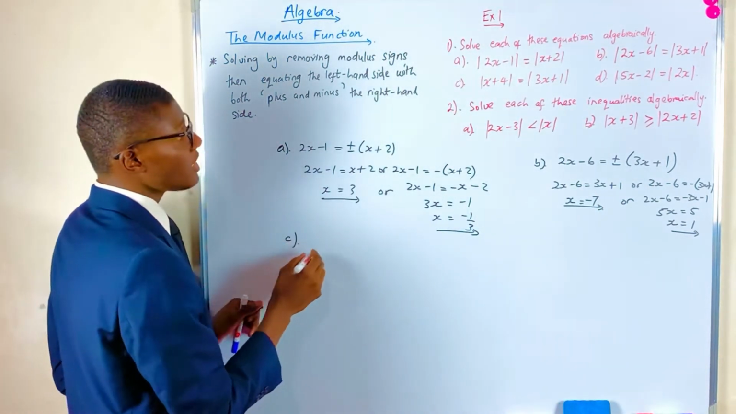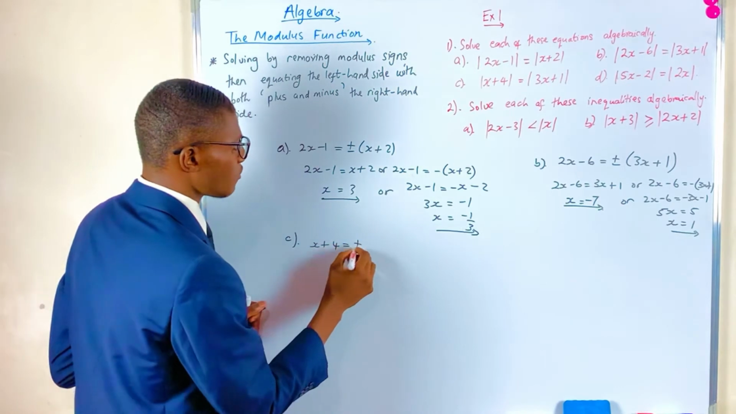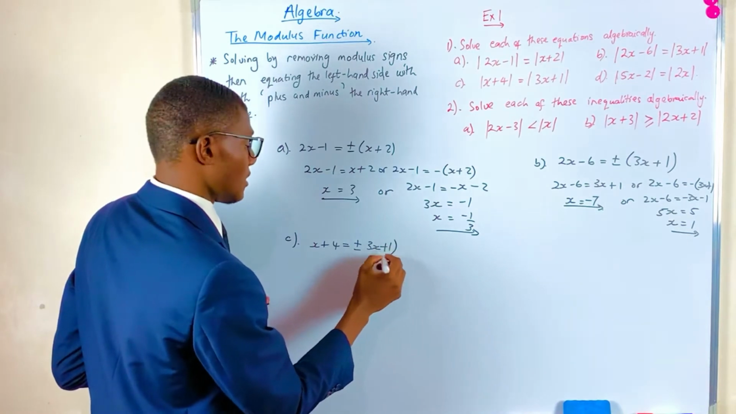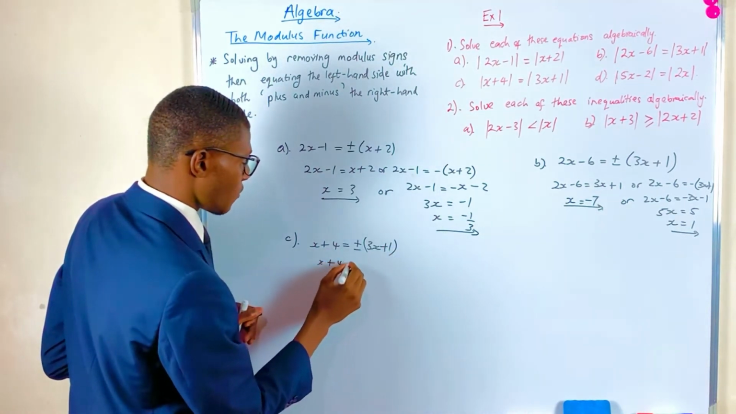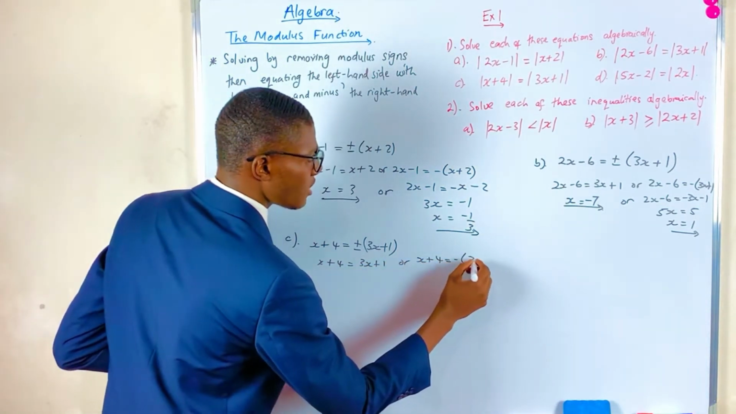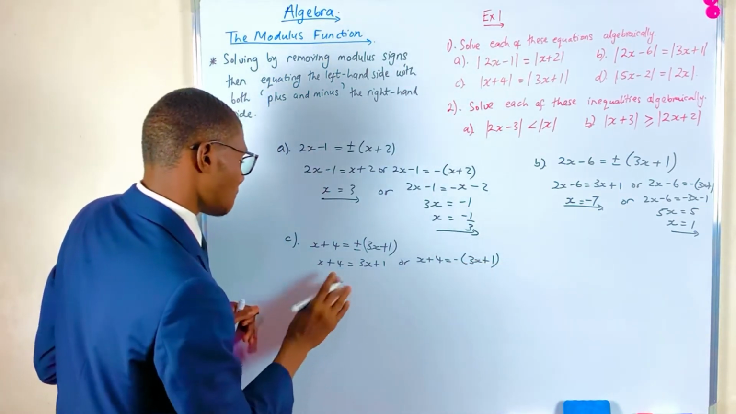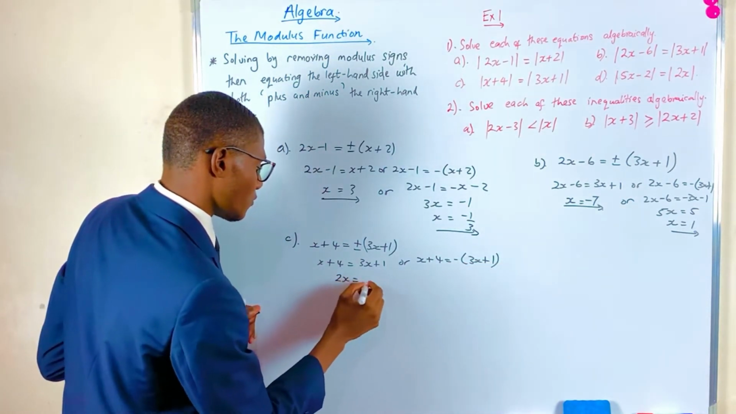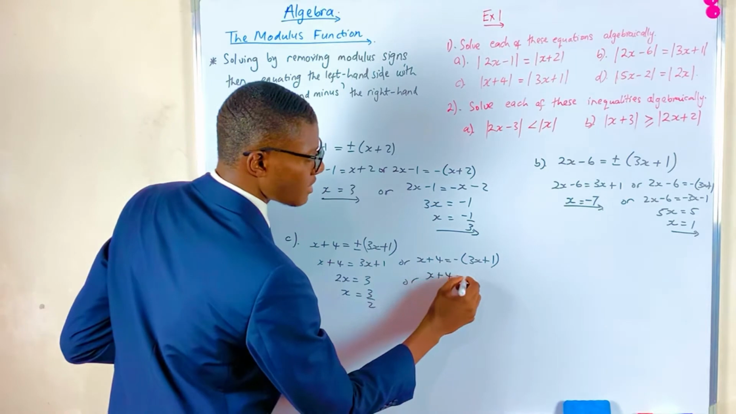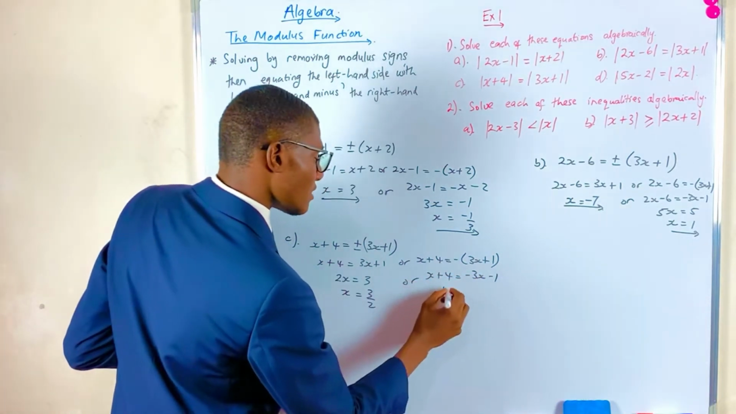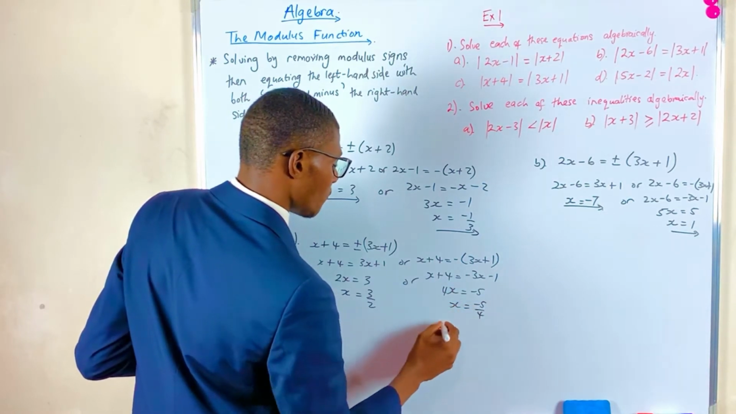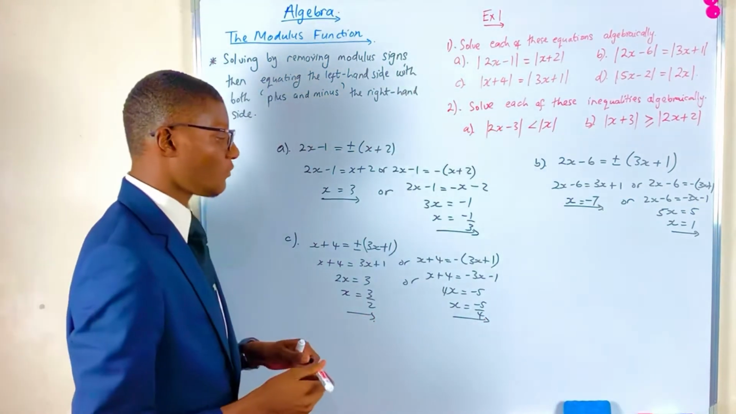Then moving on to part C, we're saying x plus 4 is equal to plus or minus 3x plus 1, such that x plus 4 is equal to 3x plus 1, or x plus 4 is equal to minus 3x plus 1. Then we're now saying 2x is equal to 3, such that x is equal to 3 over 2, or x plus 4 is equal to minus 3x minus 1, such that 4x is equal to minus 5, then x would be minus 5 over 4. So either x is equal to minus 5 over 4 or 3 over 2.